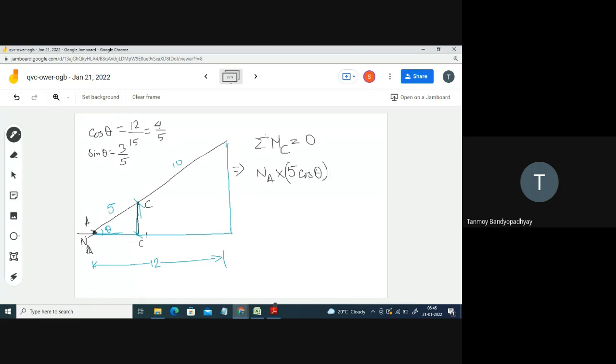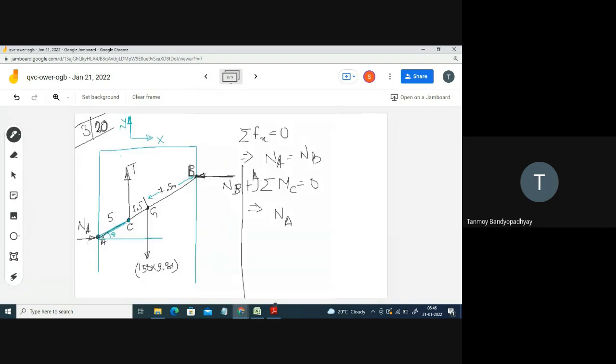Isn't it? Will it be sin or cos? Sin. It will be sin, yes. So this will be 5 sin theta. So what is the moment here? This is an anti-clockwise moment, so it's positive. I have taken anti-clockwise moments as positive. Okay, that is done. Let's move.